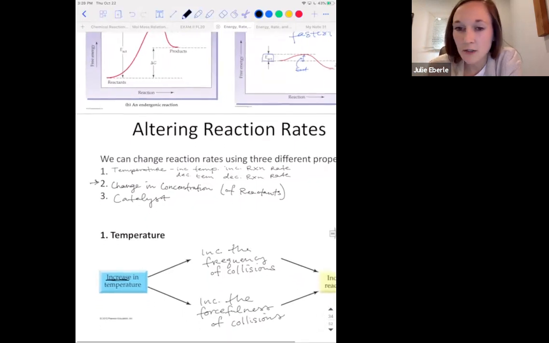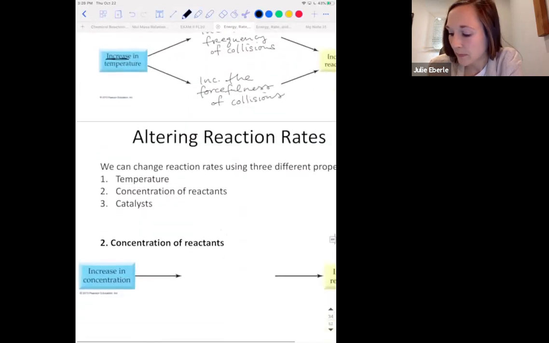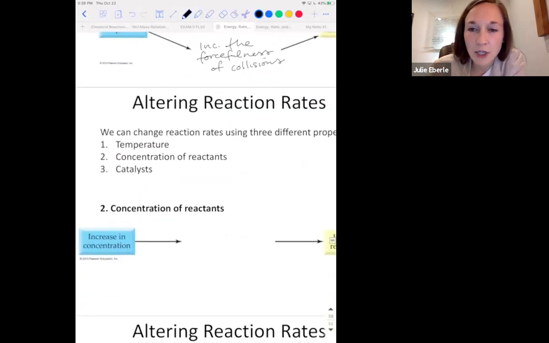How does a change in concentration affect the rate of the reaction? If we increase the concentration, and what do I mean by concentration? We're going to define this in a little bit, but what do y'all think I mean when I say the word concentration? It's a very chemistry-oriented word. Anybody know or have a guess?